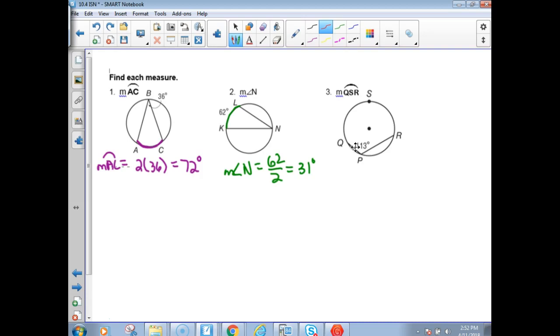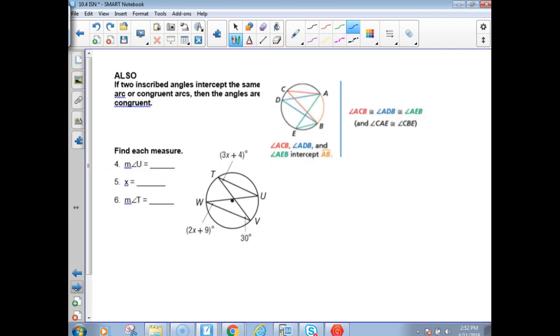And the last example here, you've got angle QPR is 113. It intercepts this big major arc, QSR. So that would be 2 times 113, which is 226 degrees. All right, so the measure of major arc QSR is 226 degrees. Anybody still need this? Okay.